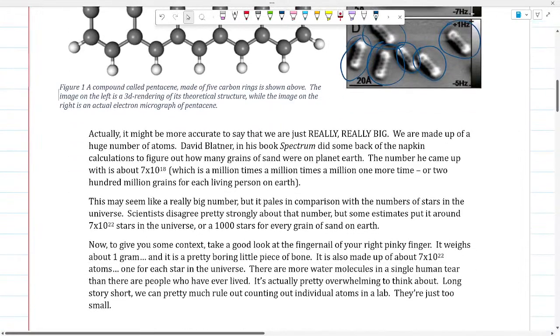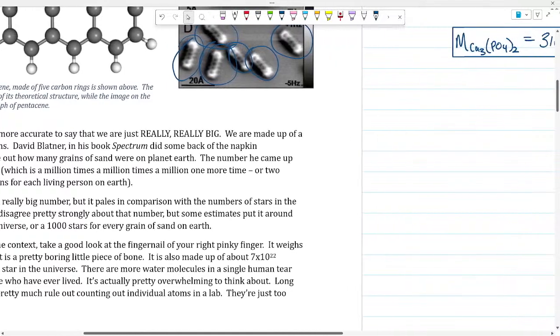Because that's the real point. It's not that atoms are tiny. Atoms are the size they are. The real issue is that we are very, very, very big. We're made up of a huge number of atoms. David Blatner, in his book called Spectrum, which is a great book, would recommend, did some sort of back-of-the-napkin calculations to figure out how many grains of sand were on the planet Earth. And the number he came up with is about 7 times 10 to the 18. And do we remember our scientific notation?